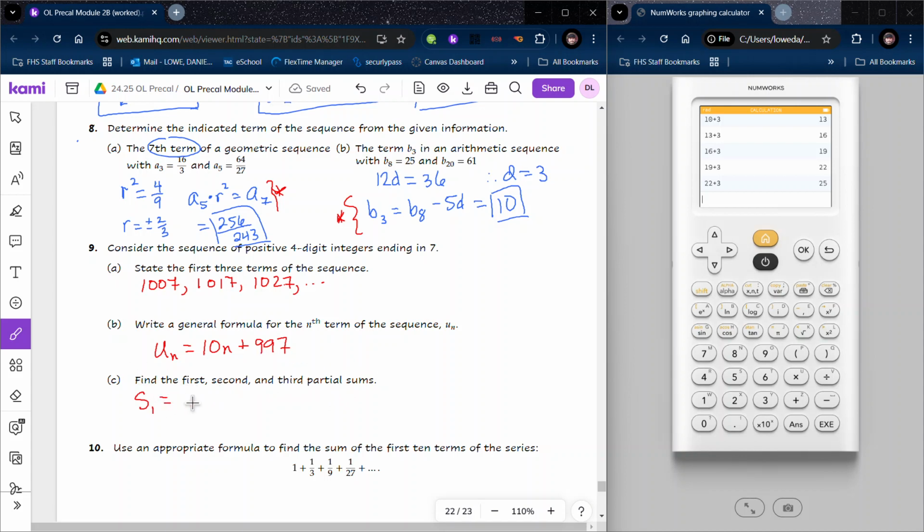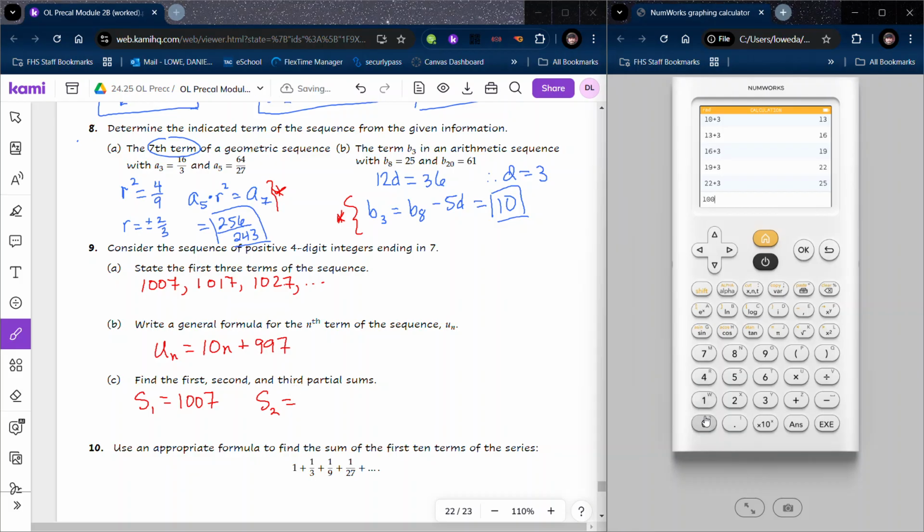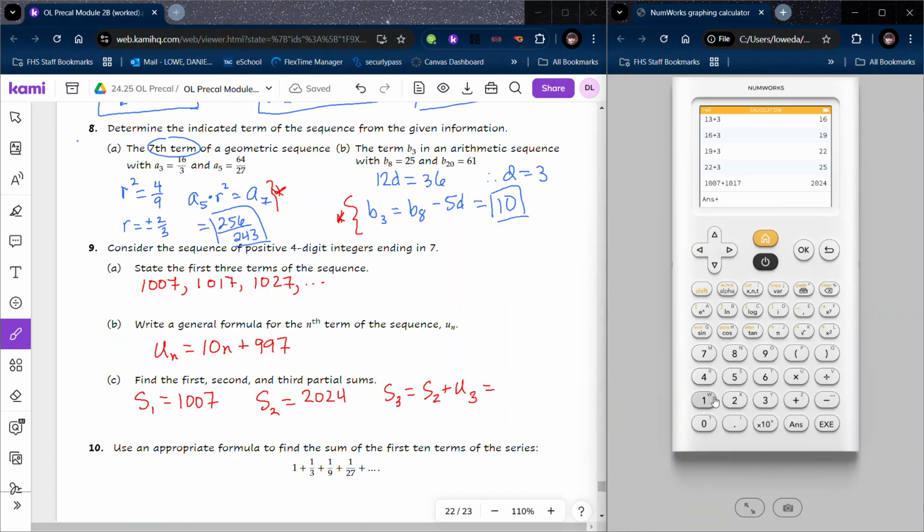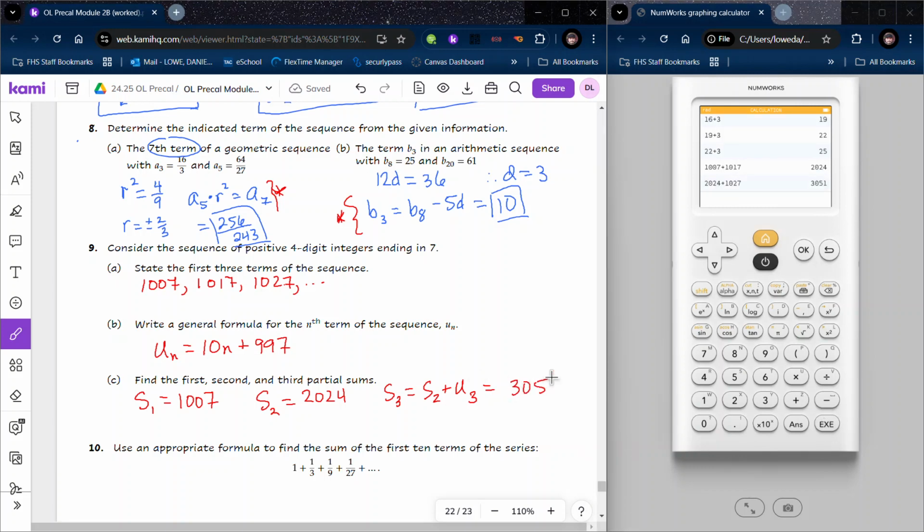Then I want the first, second, and third partial sums. The sum of the first term is just the first term, 1007. The sum of the first 2 terms is 1007 plus 1017, which is 2024. The sum of the first 3 terms is just the sum of the first 2 terms plus that third term, 1027, and that's going to be 3051. So I've got 3051, I've got 2024, and I have 1007.